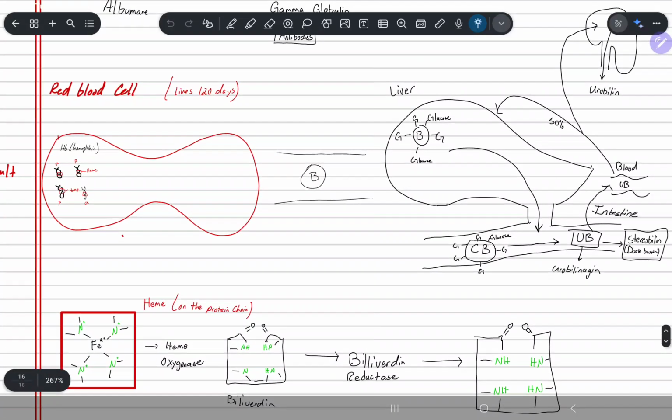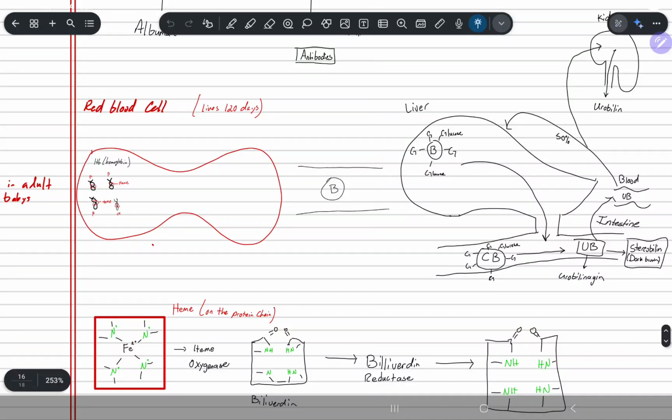Okay, getting back to the liver and talking about bilirubin. Unconjugated bilirubin, when it's transferred to the liver, is taken up by the liver and conjugated with glucuronic acid, like I talked about a little bit before. Then the conjugated bilirubin is put back into the bile, and the bile goes into the intestines.